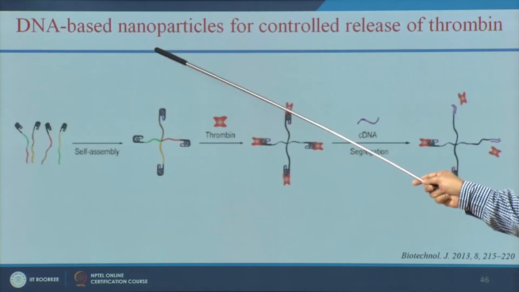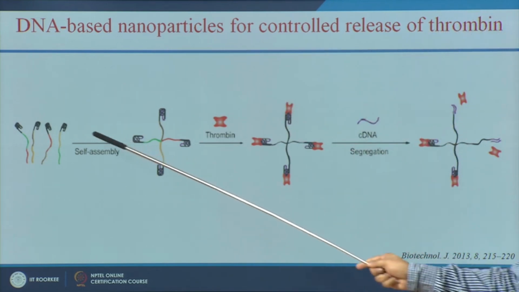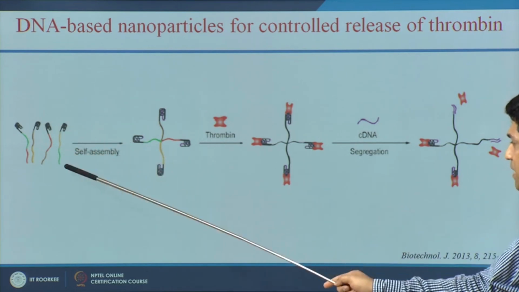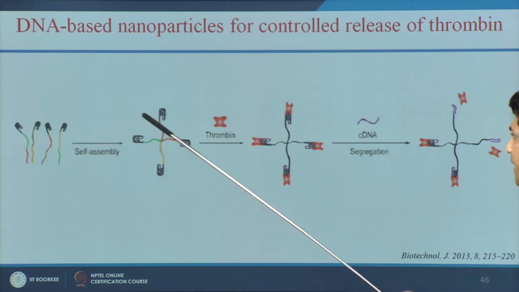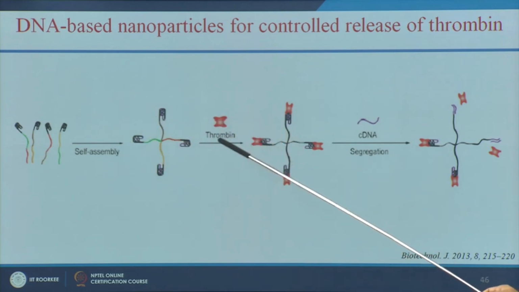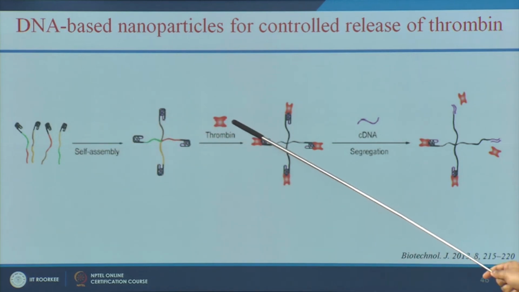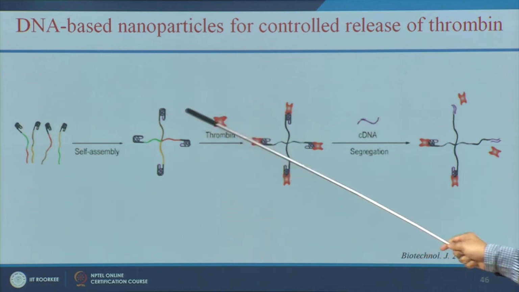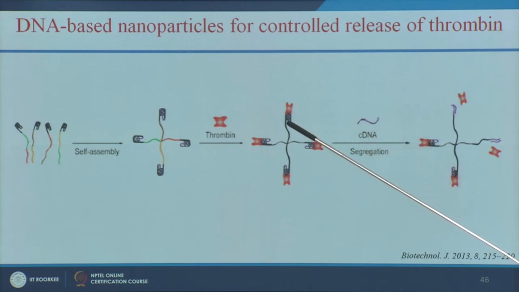And also we can use these DNA based nanoparticles for controlled release of thrombin or any kind of molecules. Here you can see we are going to use small fragments of DNA pieces, okay, and this DNA is specific for a particular protein. In this case it is specific for thrombin, okay. So, you can use this self assembly process, we can make an X shape DNA tile and this thrombin will go and bind to this DNA, and when you add the cDNA which is specific for this DNA, the cDNA will go and bind and it will release the thrombin. So, the thrombin can be released from this DNA. That is why we can use the DNA based nanoparticle for the controlled release of thrombin.